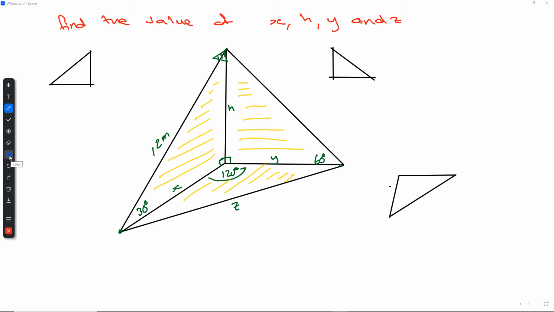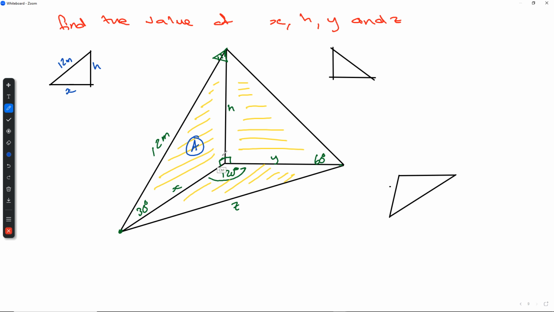So here we go. The first triangle over here, we have H, we have X, and we have 12 meters. And let's call this triangle A. We want to use this triangle to find X and H. And we've got 3D trigonometry.